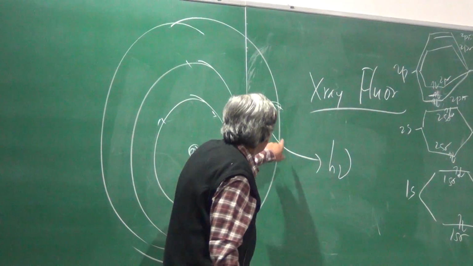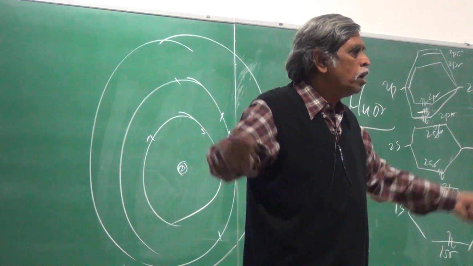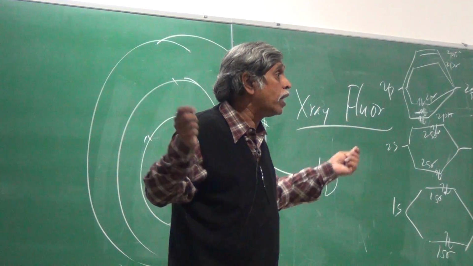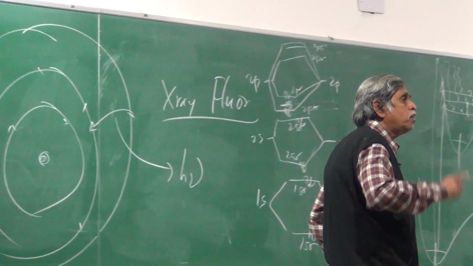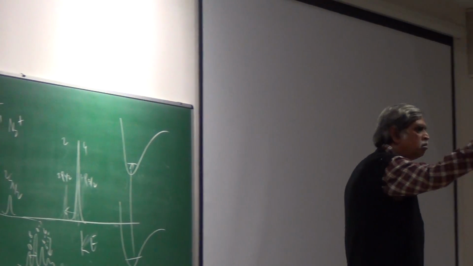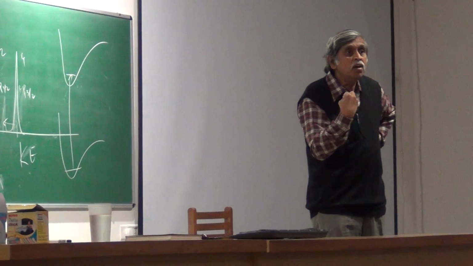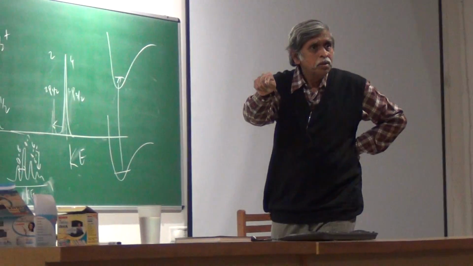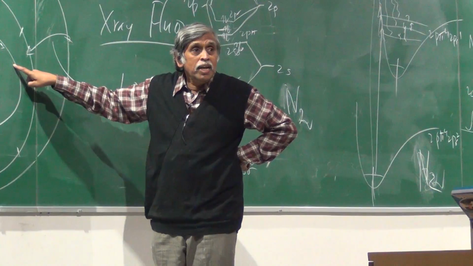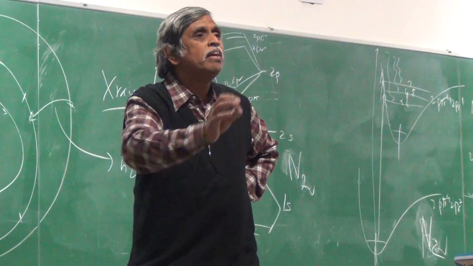But the energy difference between this orbital and this orbital is going to be unique for different elements. Molybdenum will have a certain value, tungsten will have a different value, iron will have a different value. And therefore, when I shine X-ray light of the same wavelength on iron, molybdenum, tungsten, rhodium, whatever, the emission that I get will be very characteristic of that element. Because once this is removed and this fellow jumps, the orbital energy of this and this is going to be very, very unique for that given element.